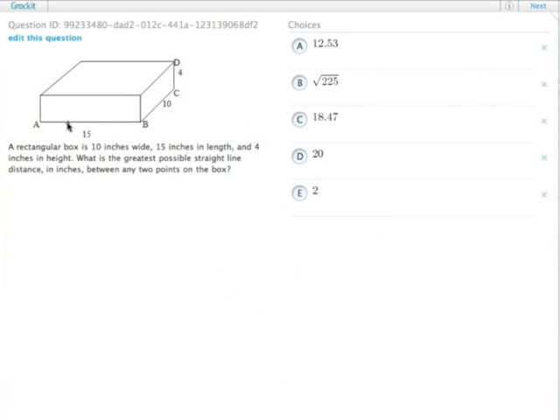So a rectangular box with these dimensions, the greatest possible straight line in inches between any 2 points in the box will be an internal diagonal from this back corner D inside the box to that front corner C. So what's happening, we'll pretend that this is the bottom of the box, sort of, at an angle. And so here's D, here's C, this is 4.